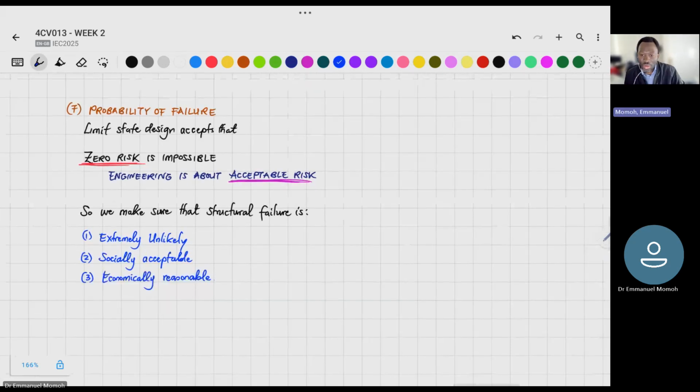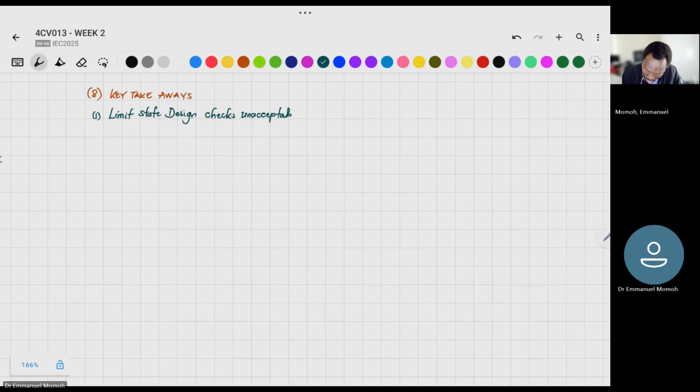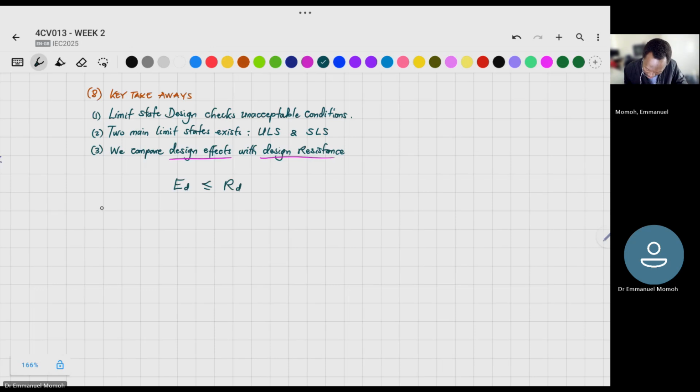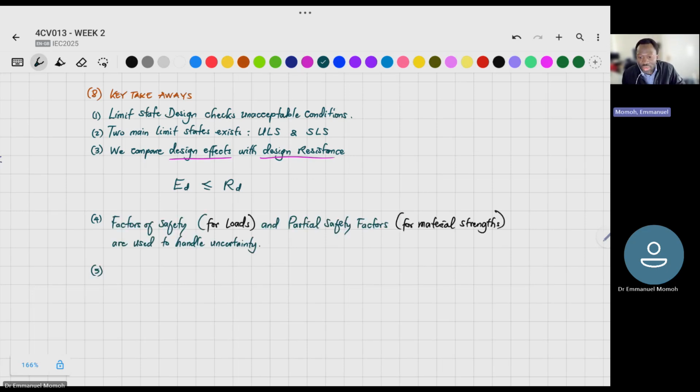So there are key takeaways from this video summary. The first is that limit state design checks unacceptable conditions. Second, there are two main limit states, ULS and SLS. Third, we compare design effect with design resistance. Fourth, factor of safety and partial safety factors are used to handle uncertainty. This is the basis of the Eurocode design. If you understand limit state design, you understand why Eurocodes work, not just how to use them.